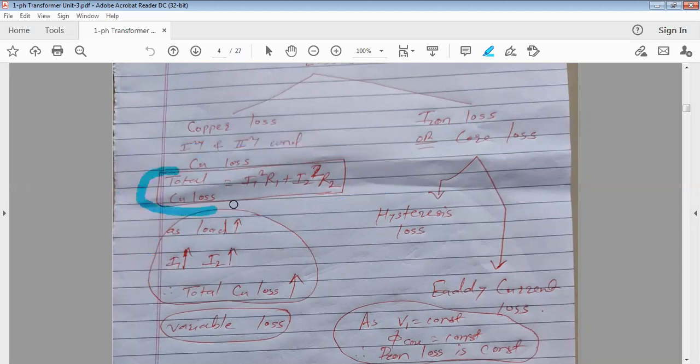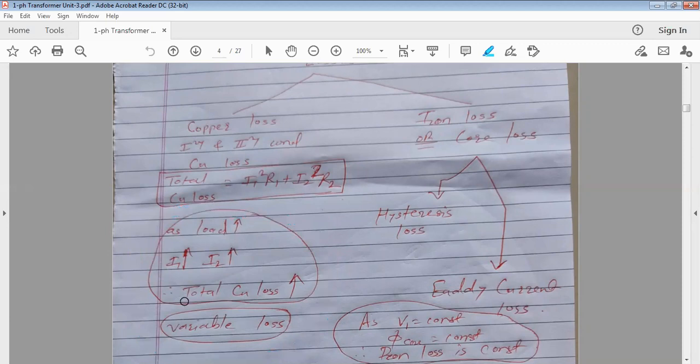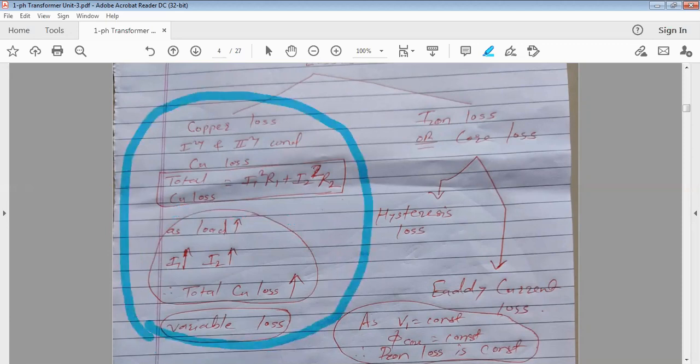So copper loss you will call as constant loss or variable loss? Variable loss. Is this clear? So as you go on increasing load, I1, I2 increases, copper loss increases. As you go on decreasing the load, I1, I2 will decrease, copper loss also will decrease. Is this clear? So that's why copper loss is called as variable loss, because it depends on I1 and I2.